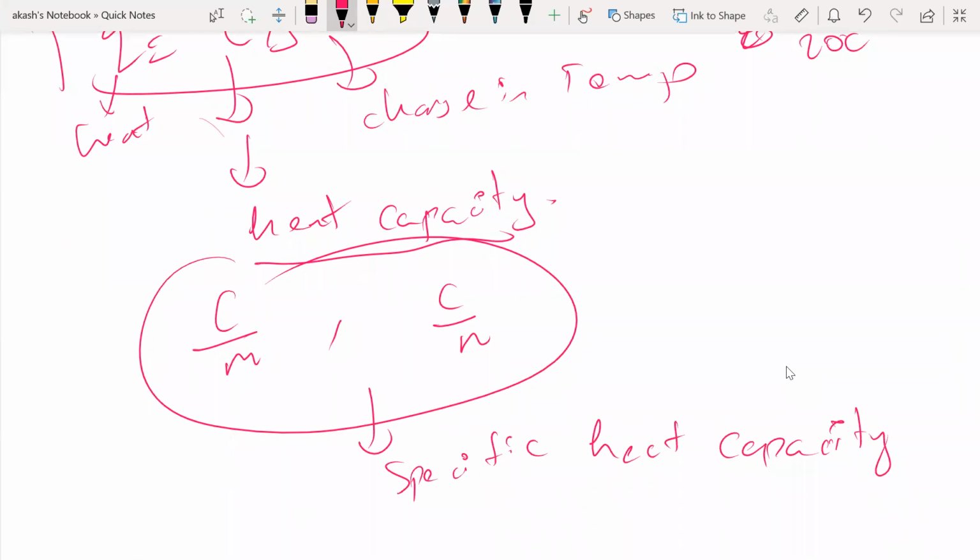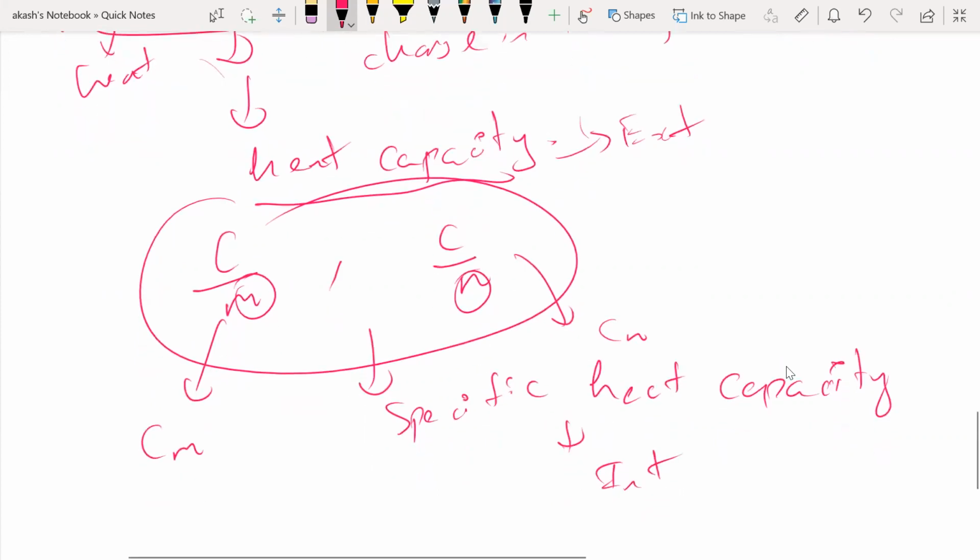I don't want the amount of substance to play a role. So what will I do? I will divide that by the number of moles or by mass to convert it into an intensive property. That is all I'm trying to do here. So heat capacity is an extensive property, whereas your specific heat capacity is an intensive property. That's what you understand, right? And this C by m we write as Cm, and this we write as Cn sometimes.